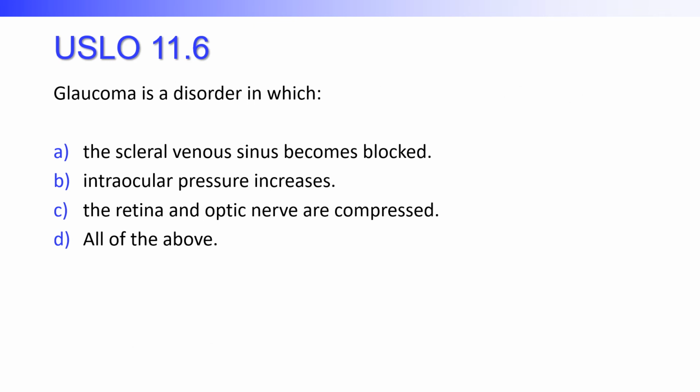Glaucoma. This is a disorder in which the scleral venous sinus becomes blocked, intraocular pressure increases, the retina and optic nerve are compressed, or all of the above? All of the above. Yeah, the scleral venous sinus becomes blocked. It causes the increase in intraocular pressure, and that pressure compresses the retina and the optic nerve, and we end up with damage to the eye.